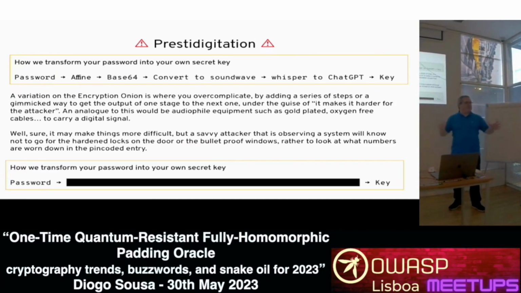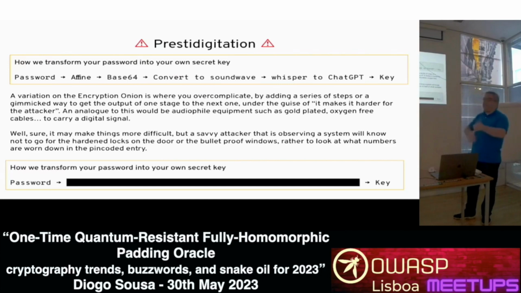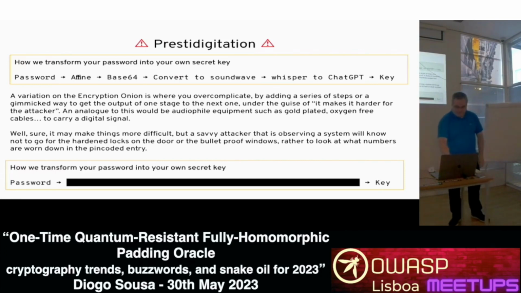Like, if you do not understand it, oh, it must be good, I guess. I do not understand the length of it, and it seems very, very hard. But that's the thing. A savvy attacker that's observing the system is not going to fall for it. Because if you go to a place and, oh, the locks are hardened, the glass is bulletproof, well, I'm just going to look at the pin pad and see what numbers are a bit worn out, and just wait a bit and unlock it. Basically, if you have a bunch of transformations in the middle, but they don't add anything because the inputs and final outputs are the same, it's generally a sign that they're selling you some bad crypto.